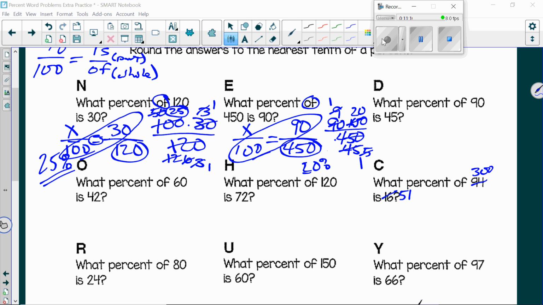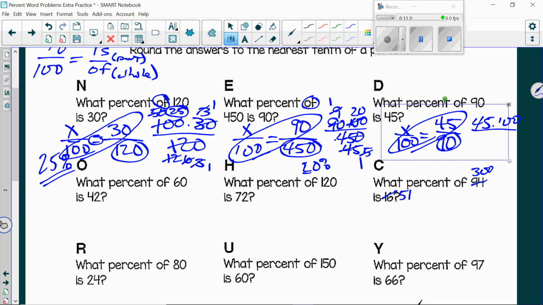So what percent of 90 is 45? So I've got my x over 100, 45 and 90. 100 to 90, not easy. So we're going to set up our baseball, 45 times 100, and 90 on the bottom. From here, I can actually say, wow, 45 and 90, that's easy. It goes 1 and 2. So 2 in here gives me a 50. So I end up with 50%.